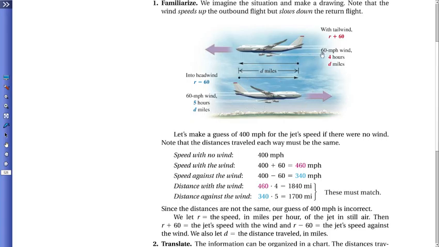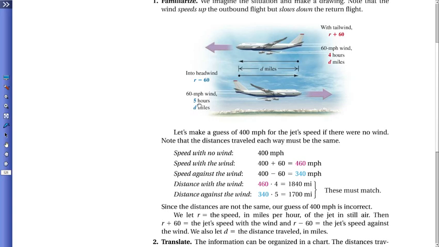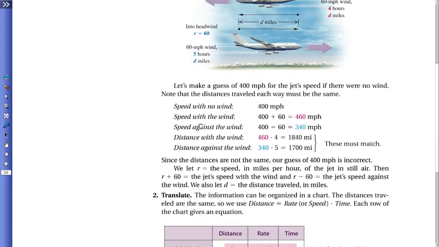So a lot of you are going to say, well, here's my rate, really this r plus 60, and then I take that times this algebraic expression times 4, and that's going to equal my distance. When I go the other way, the distance is the same, and it's going to be this rate times this new time of 5, and they're both equal to d.